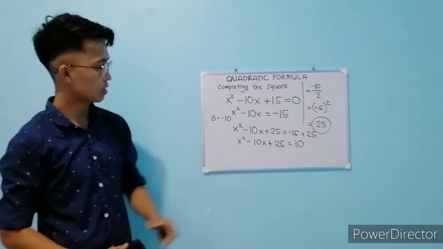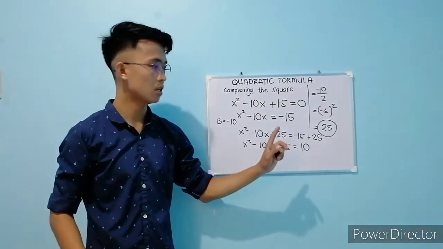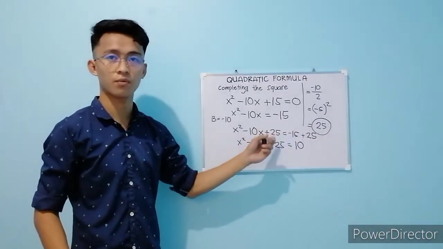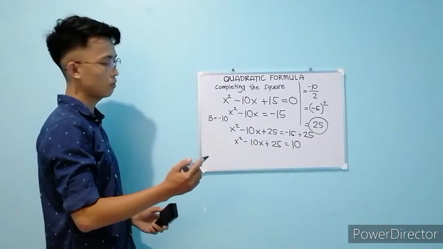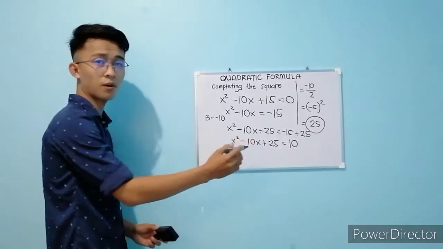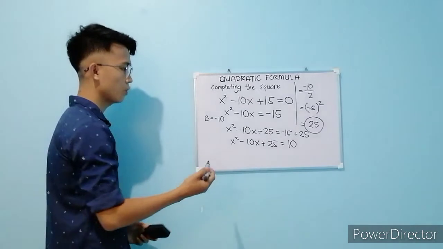Positive 10, since 25 minus 15 is 10. Why do we copy the sign of positive? Because 25 is higher than 15. So let's now further simplify. We have x squared minus 10x plus 25. We need to factor this. So how do we factor?